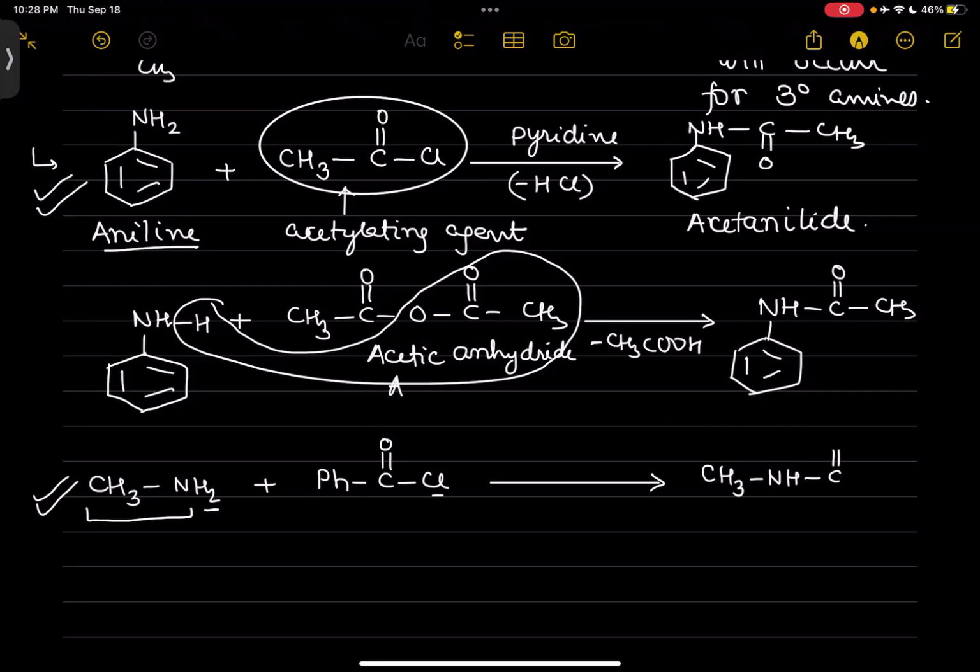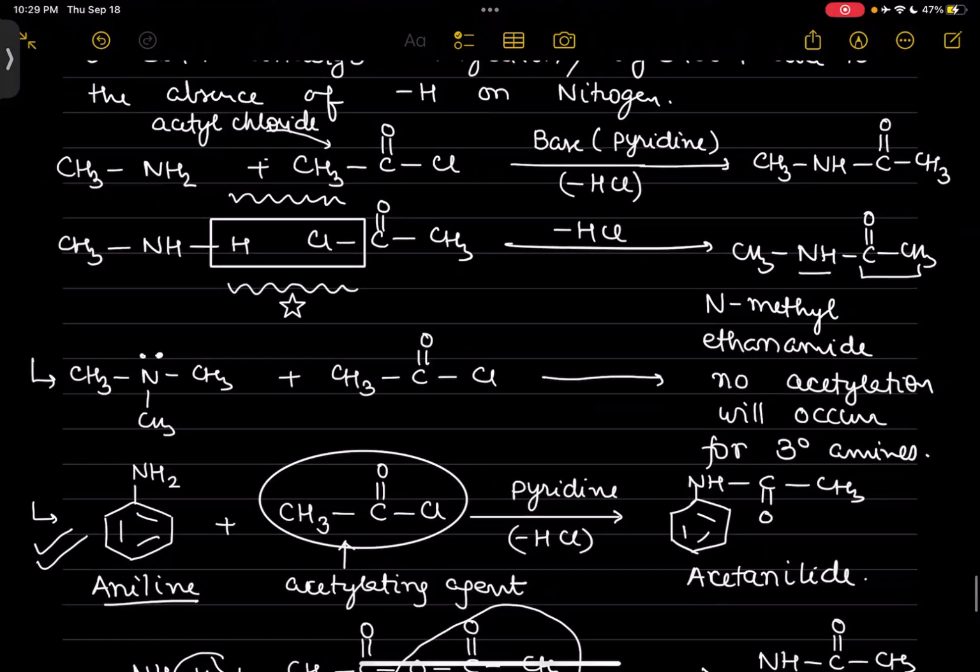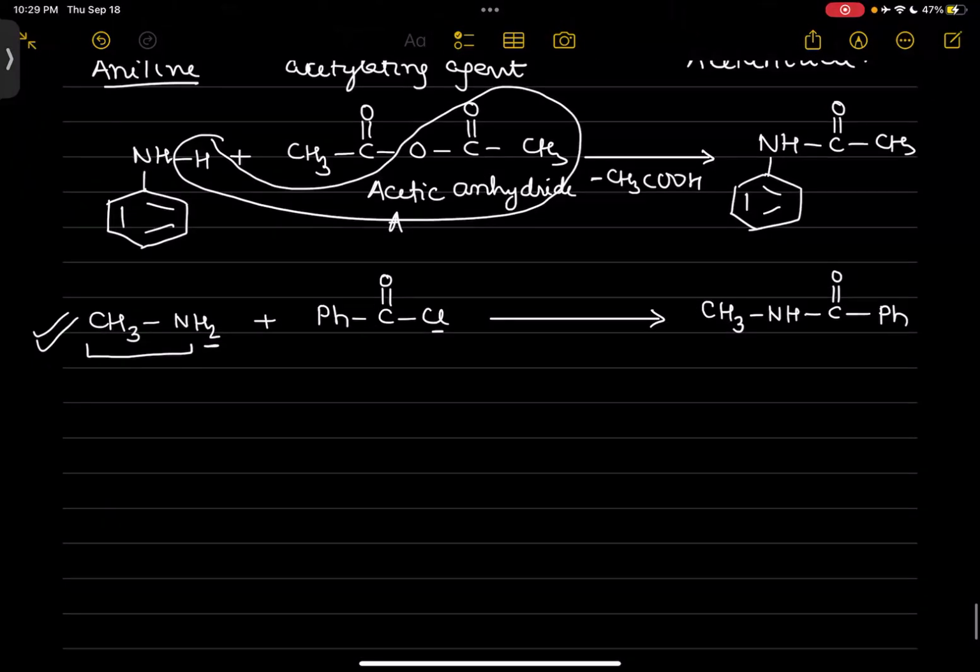I have flipped PhCOCl so that the Cl comes toward the NH2, and we remove that HCl. That's the same strategy which we followed here. Can you see? The same strategy we are adopting here also. Any doubts in this?